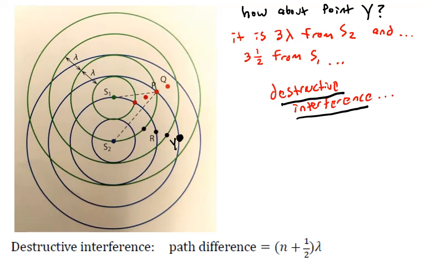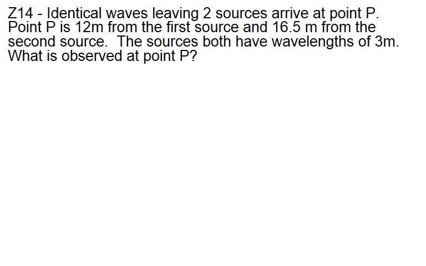If one was 4 and one was 4.5 or whatever, you would have the same thing where you have destructive interference. All right, so in this one, we have two identical waves leaving two sources, arriving at a point P. Point P is 12 meters from the first source and 16.5 meters from the second source. The sources both have wavelengths of 3 meters, and we want to find out what happens at point P.